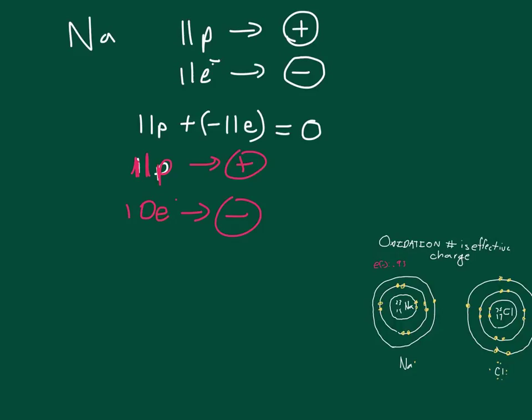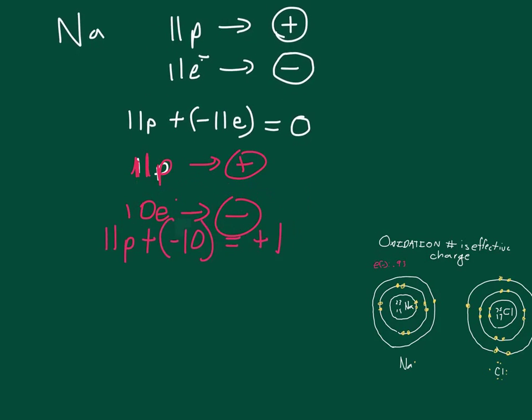So if we do the same equation, the one that we found right here, we find out that sodium has 11 minus 10, a charge of positive 1. This charge of positive 1 means that sodium can basically bond with anything with a negative charge, because that effective charge is actually what pulls together elements such as these.